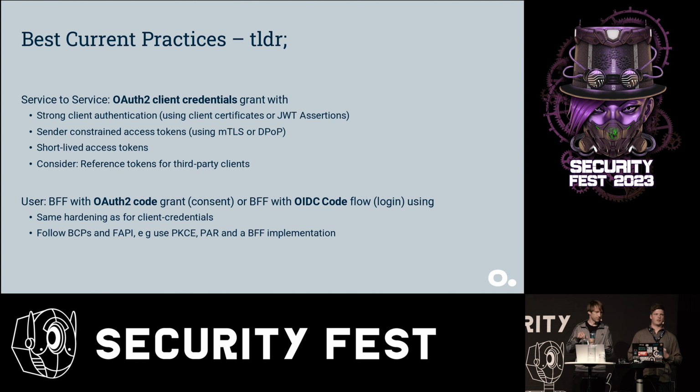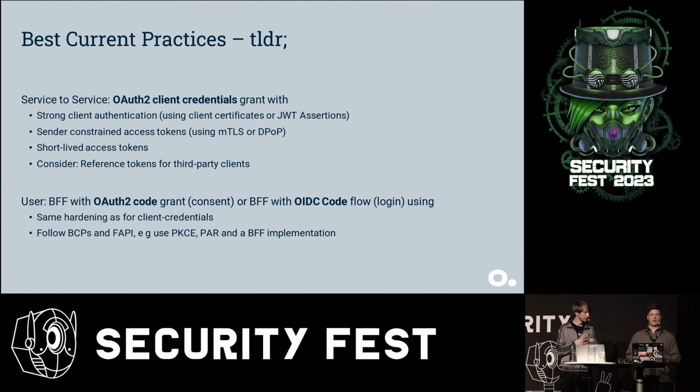When we have a user with a web browser involved, the main flow is the OAuth2 code grant with PKCE, to get user consent and delegate authorization to user resources. If you also need login, session, and identity, the recommendation is to use the OpenID Connect code flow, which is an identity layer built on top of OAuth2.